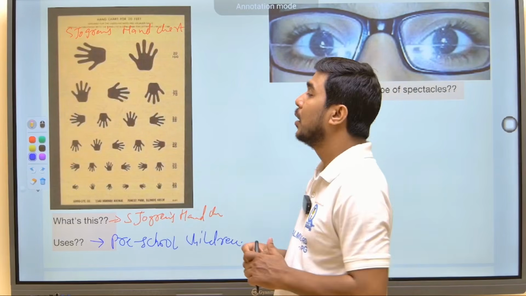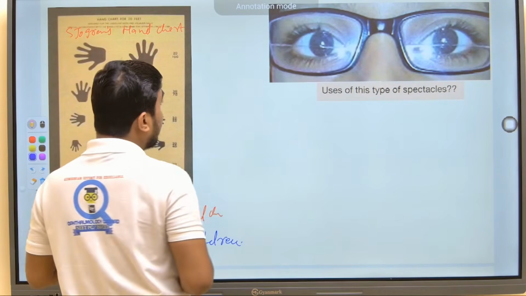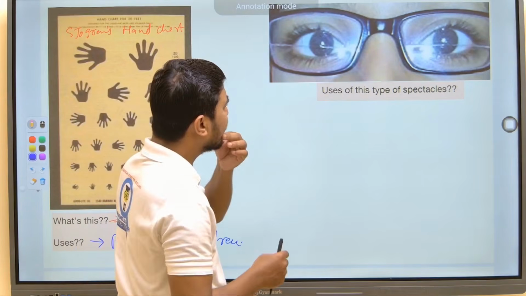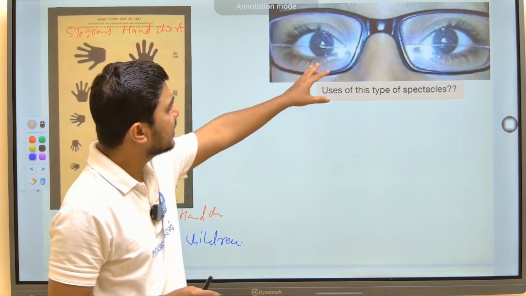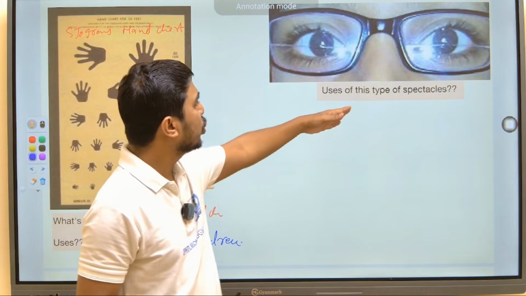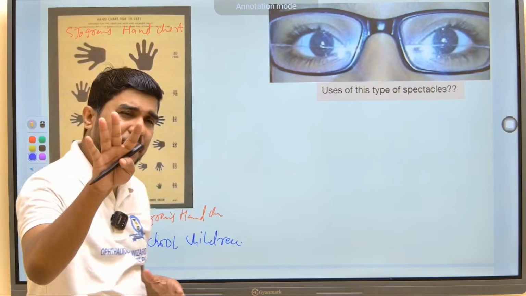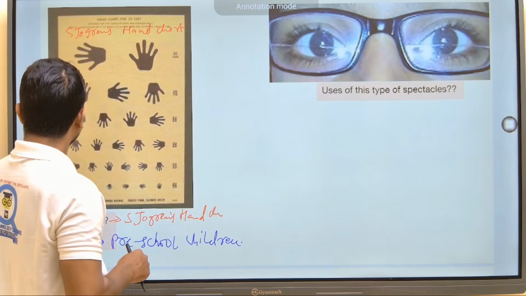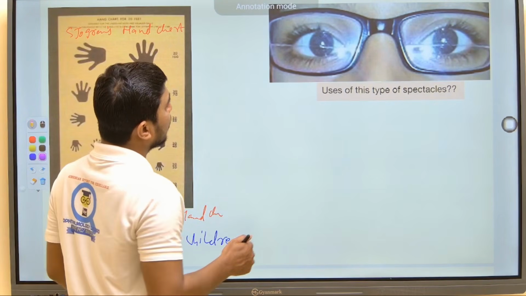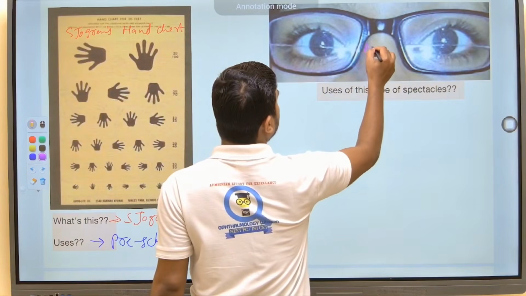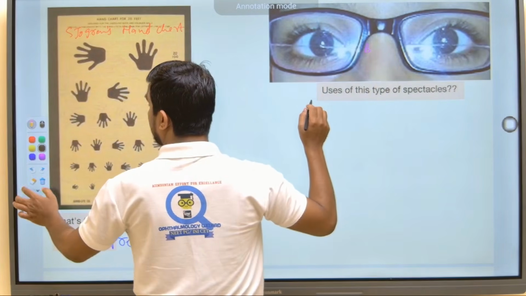Very important MCQ. Coming to this, what is this? Spectacles, and the image is telling you the uses of this type of spectacles. Remember, what is this instrument? This is a bifocal lens. Understood?